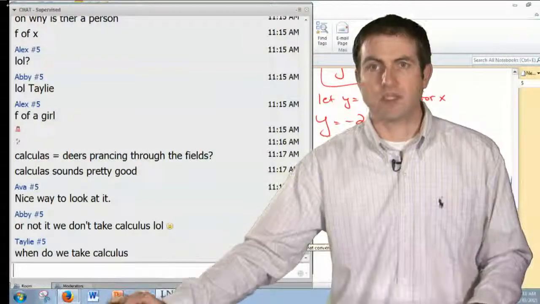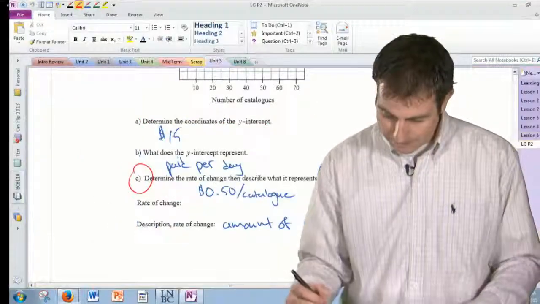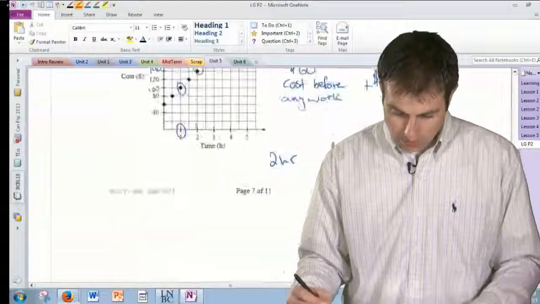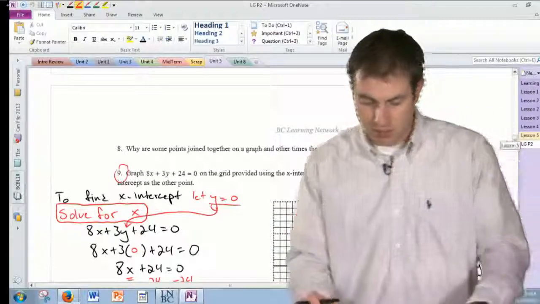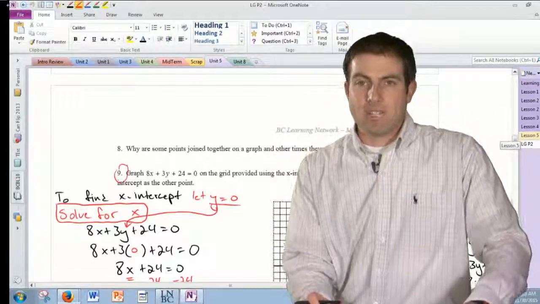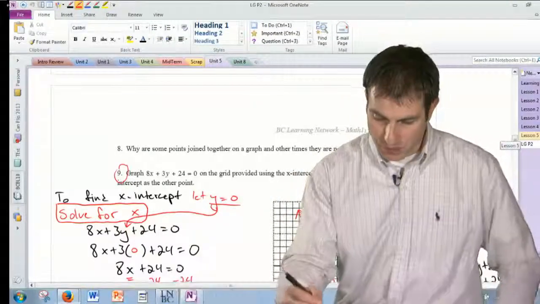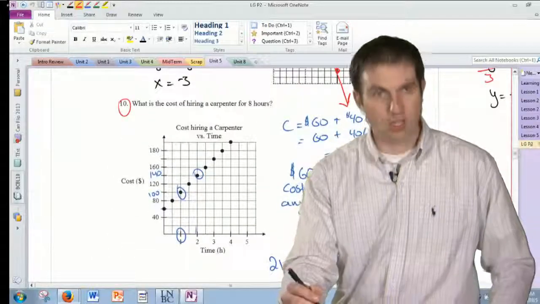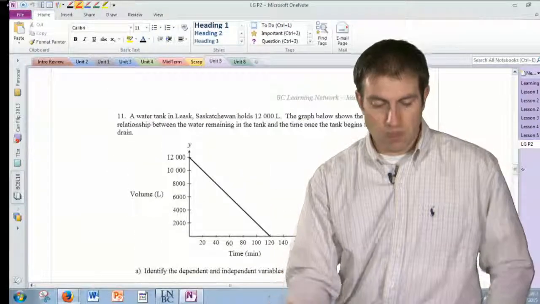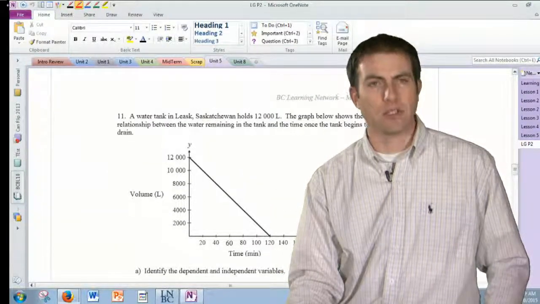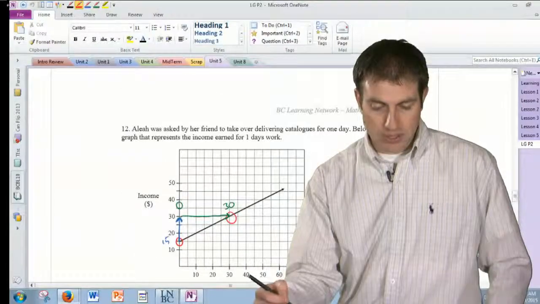What was your question, Alex? I'm going to scroll up here. It's a little faster. Page 7, number 8 from the learning guide. Why are some points joined together on a graph and other times are not joined? All right. This is a really good question, and even looking at some of the stuff we've done in the learning guide, cost of hiring a carpenter per hour, not connected. Volume of water in a tank is a straight line. All the points are connected. Something like this. Friend to deliver catalogs.